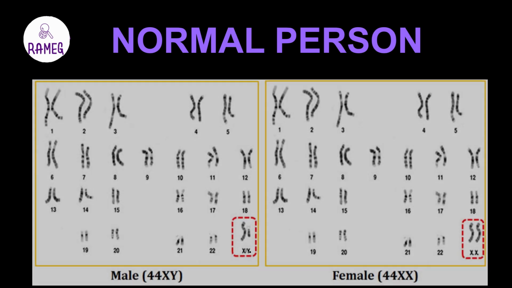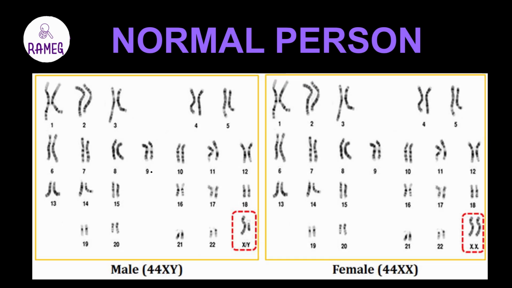This is a karyogram of a male and a female which are normal. In a normal male and female, the main difference would be in the 23rd pair. As you can see, in the male there is one long chromosome which is denoted as X and a small chromosome which is Y. In a female there are 2 X chromosomes.